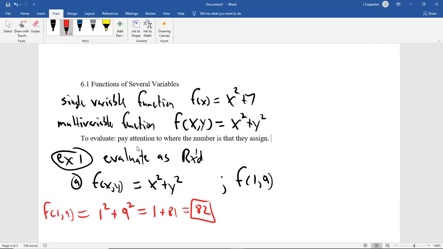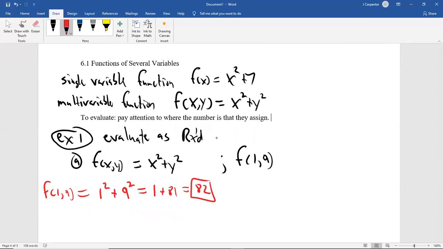Multivariable function evaluation. I can throw this at my Algebra 1 students. And in fact, I do. I just don't give them the function notation. I would just say evaluate when x is 1 and y is 9. But that's it. That's the whole problem. We're going to end on the easiest thing we've ever done, probably.